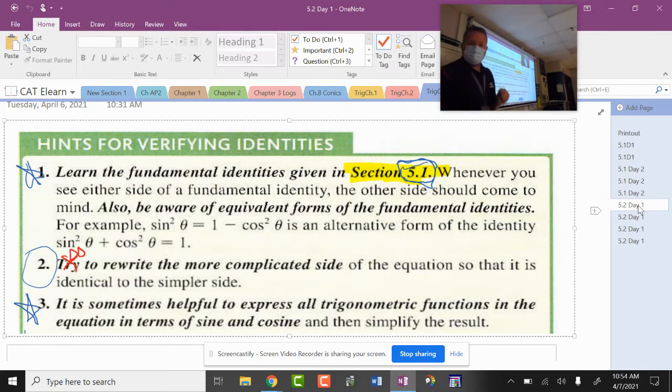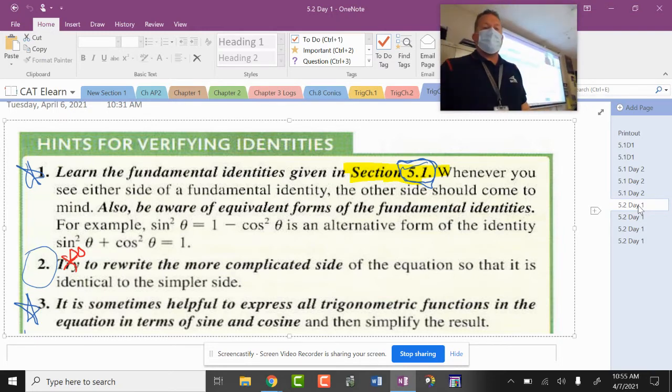You already should have during my blabbering time. But of course, sine squared plus cosine squared equals 1. So if I subtract cosine squared, then sine squared equals 1 minus cosine squared. All right, so be aware of those alternate identities.